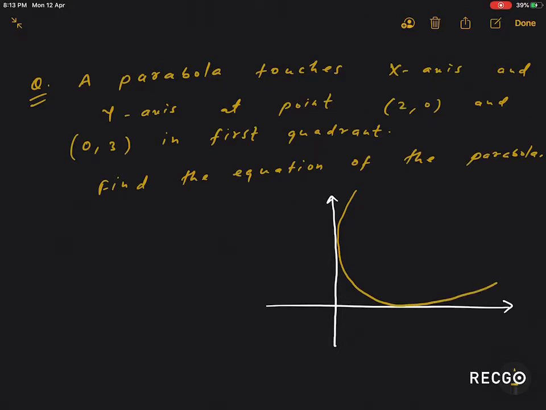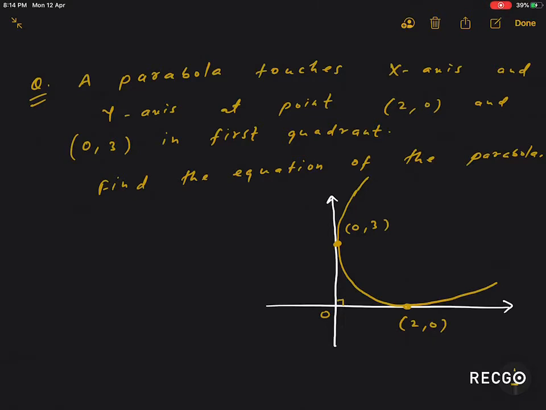I believe this is a very good question, and those who are able to crack it and get to the final answer are really super, and their preparation is really very good for JEE Advanced. So suppose that this is the x-axis, the y-axis, and this is the parabola. This parabola is touching the x-axis at the point (2, 0) and the y-axis at the point (0, 3).